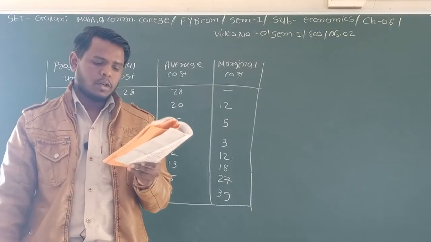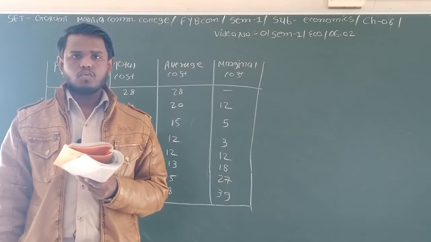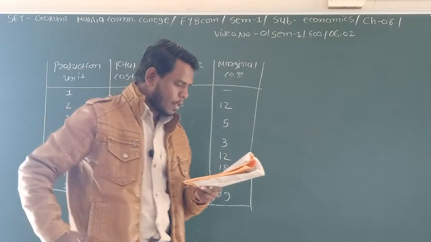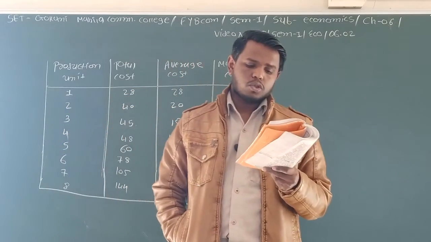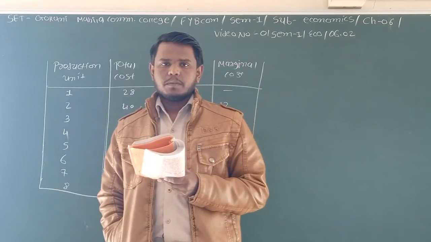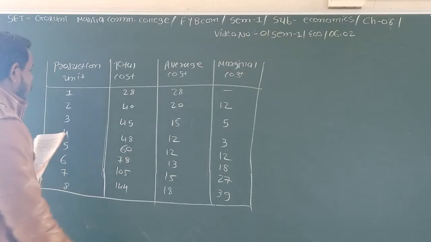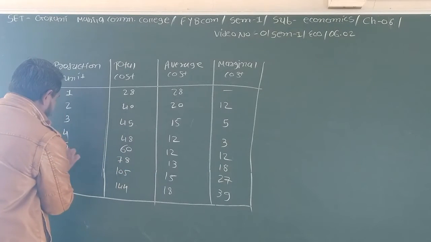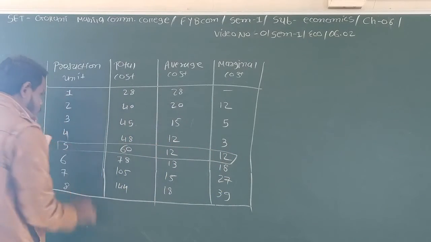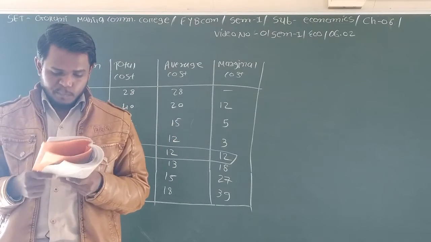So, explanation of the interrelationship between average cost and marginal cost. What is the relationship between average cost and marginal cost? Average cost and marginal cost may be equal. This is the first point. Average cost and marginal cost both could be equal. Here you can see in the fifth unit, the average cost and marginal cost both are equal. It is possible they both could be equal.